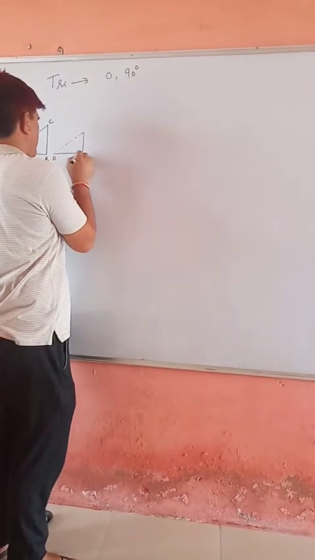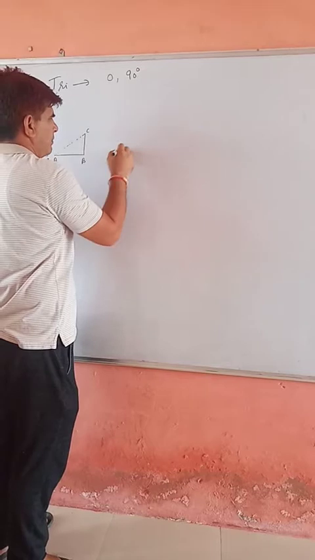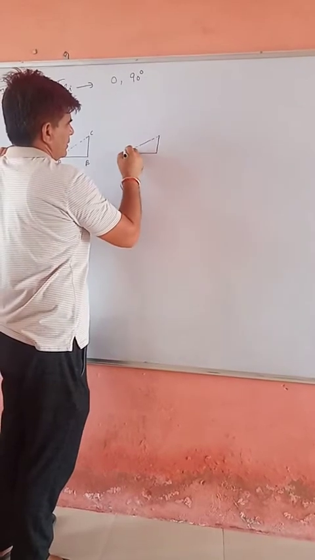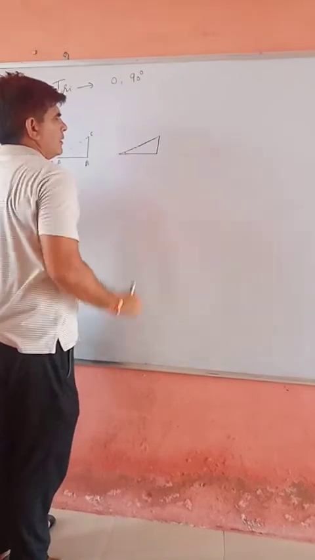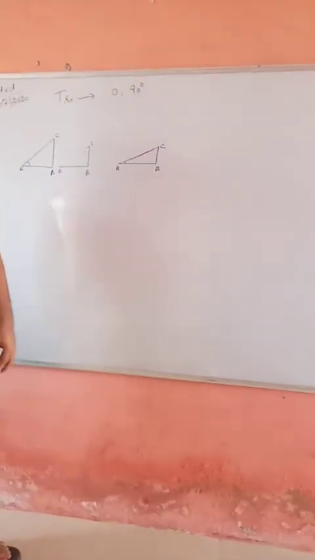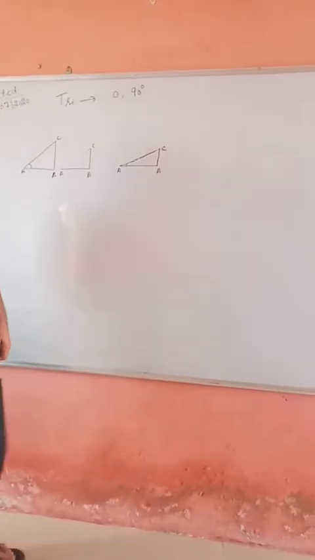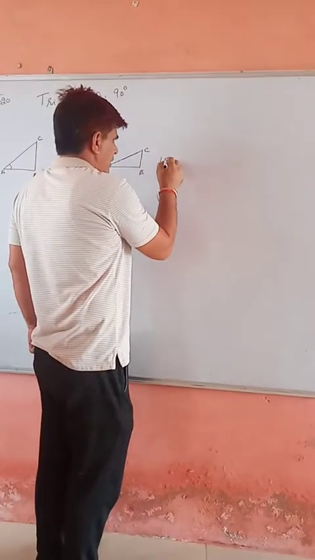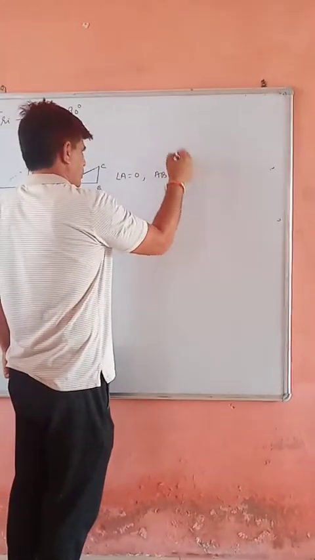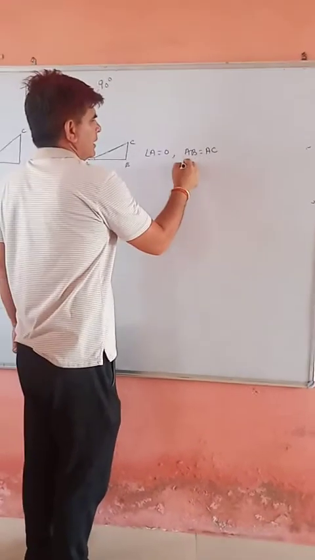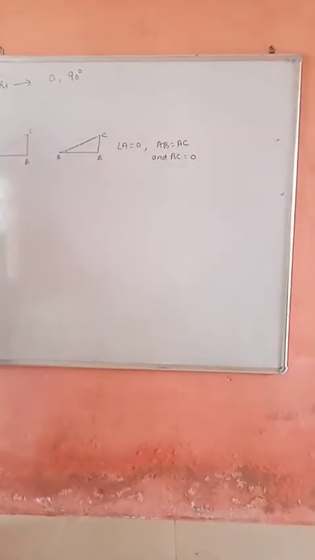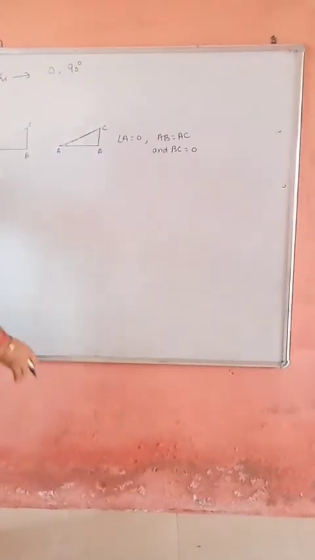Next one, this is A, B, and this is C. Again, what happened? This and this again decrease. Angle A. So what happened? At last, angle A becomes equal to 0, then AB becomes equal to AC, and BC is what? What's the value of BC? That is 0. So come here.